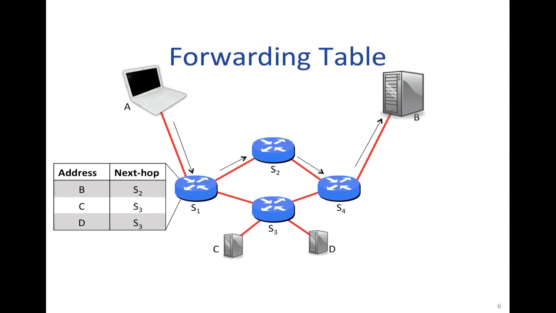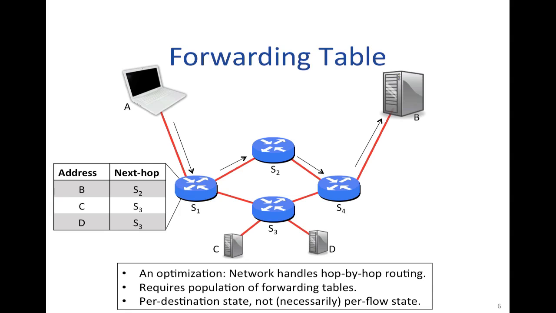You can really think of this as an optimization. It's an optimization in the sense that although we could correctly have the behavior work by populating the packets with the route using source routing, we've decided to have the network take on this function to optimize it because it's such a common function, common to everybody that's using the network. So it's an optimization in the sense that the network is going to handle the hop-by-hop routing on behalf of everybody. It does require population of the forwarding tables, so we need a way to populate these forwarding tables.